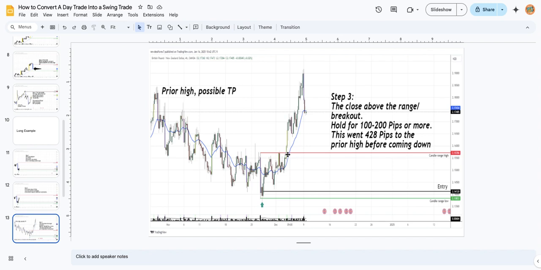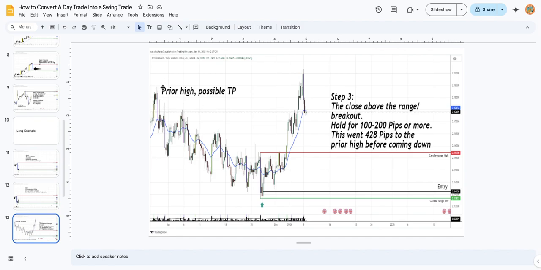So the breakout of the range is the last step. You are not trading at this point. I only teach one entry at as close to the bottom of the range as possible, and then you just ride it up for profits. So you're always welcome to hold for 100 to 200 pips or more. This trade went for 428 pips before coming back down.